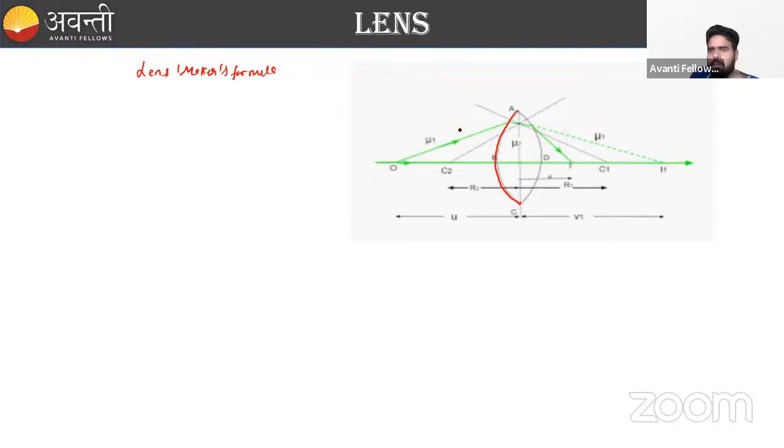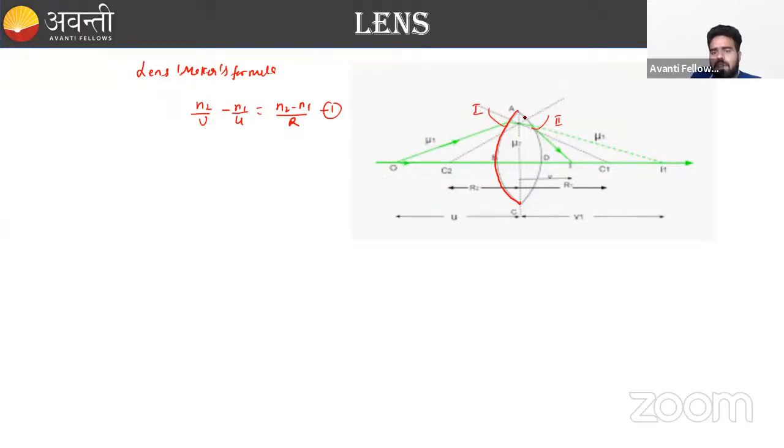That is the formula for curved surfaces, applied to the first surface: N2 upon V minus N1 upon U equals N2 minus N1 upon R. We consider that the radius of curvature of the first surface is R1, the refractive index where the object is kept is N1, and where the image is formed is N2. The image formed by the first surface acts as an object for the second surface.